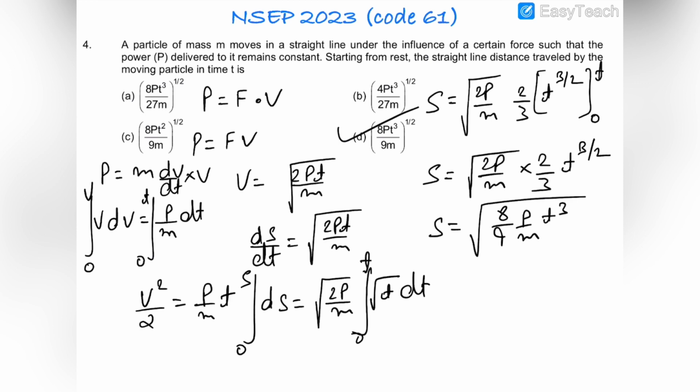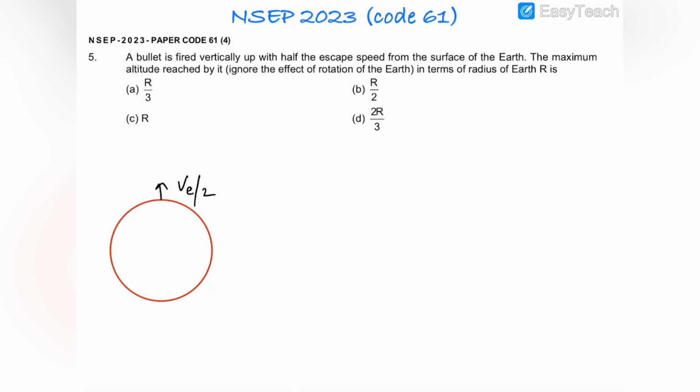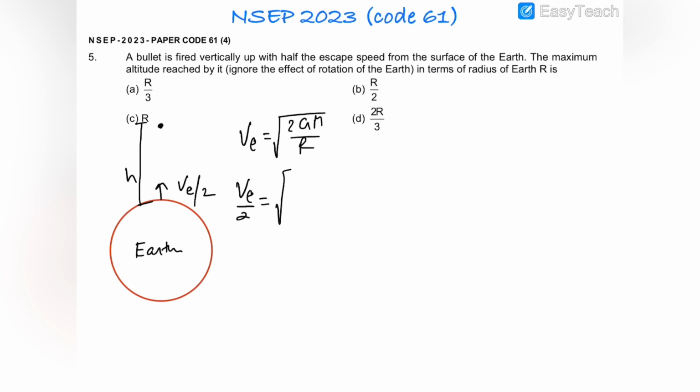Okay, now we move on to the next question. In this question, there is a bullet which is fired from the surface of Earth, and it is given a velocity equal to half of the escape speed from the surface of the Earth. We have to find out the maximum altitude reached by this bullet from the surface of Earth. We know that the escape velocity is under root 2GM by R, and Ve by 2 will be equal to under root of GM by 2R, and the kinetic energy which we have given to it is half m v square, which is GMm by 4R.